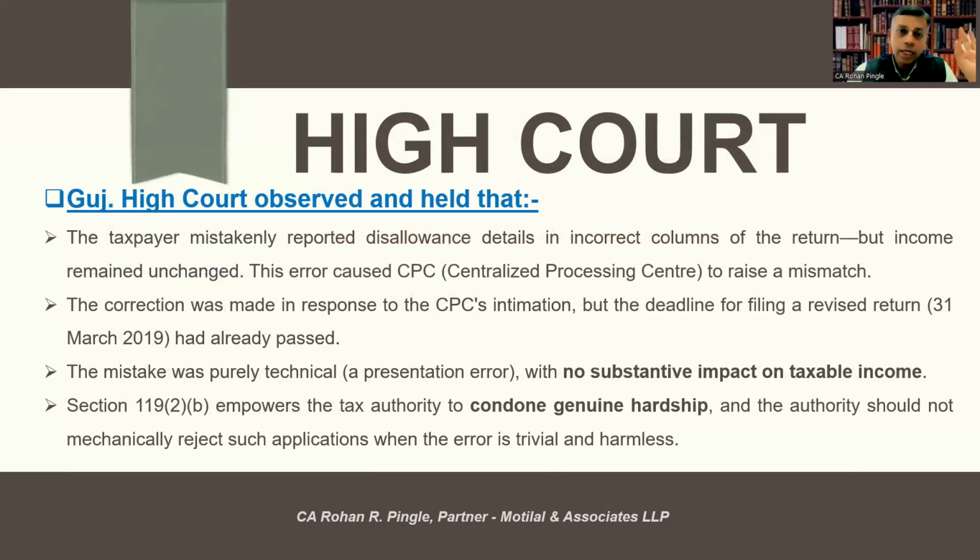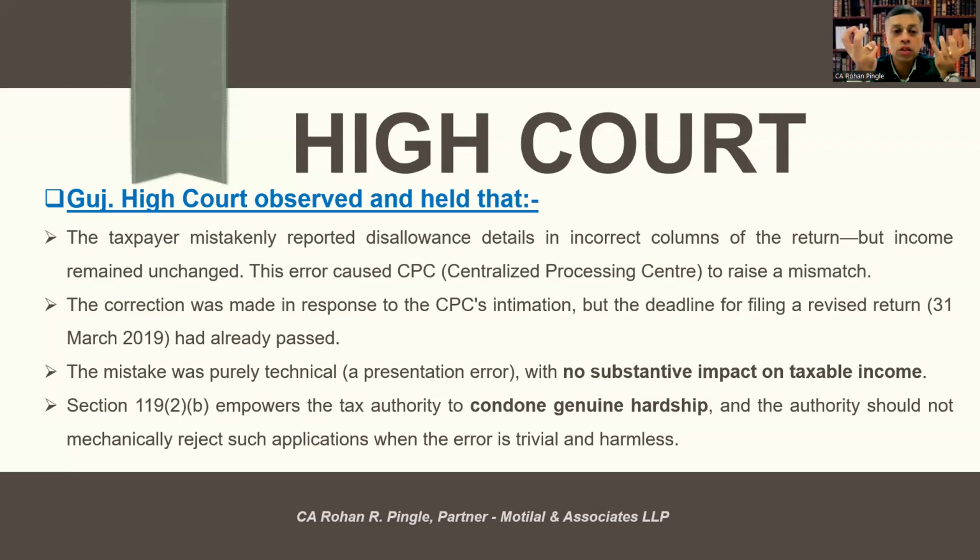The taxpayer mistakenly reported disallowance details in the incorrect column of the return, but income remained unchanged. This error caused the CPC, that is the Central Processing Center, to raise a mismatch. The correction was made in response to the CPC intimation, but the deadline for filing a revised return, 31st March 2019, had already passed. The mistake was purely technical, a presentation error with no substantive impact on taxable income.